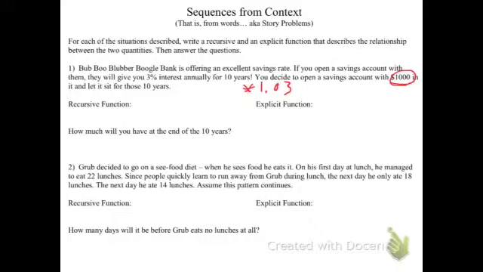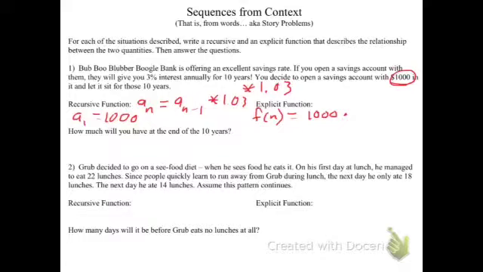So we get our common ratio, because you're multiplying by it each time, which is 1.03, and our starting value, you can write our functions. The recursive one is a sub n equals a sub n minus 1 times 1.03. And then the initial value is 1,000. The explicit function is going to follow the geometric one because it's geometric. And so we're going to have start value times what you're multiplying by each time to the n minus 1 power.